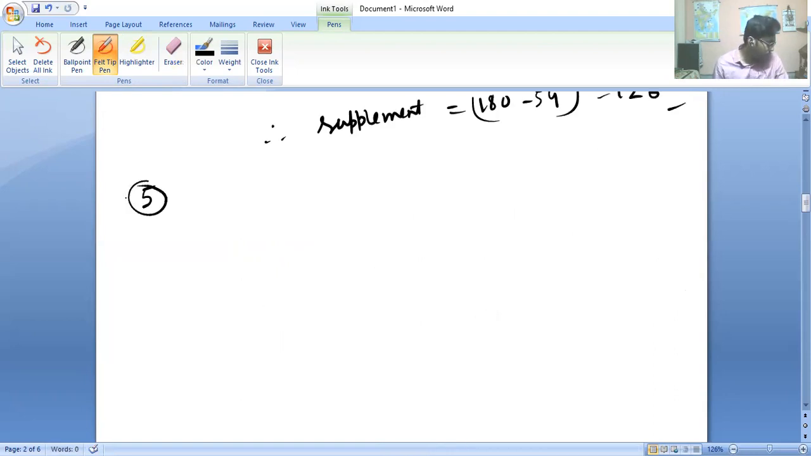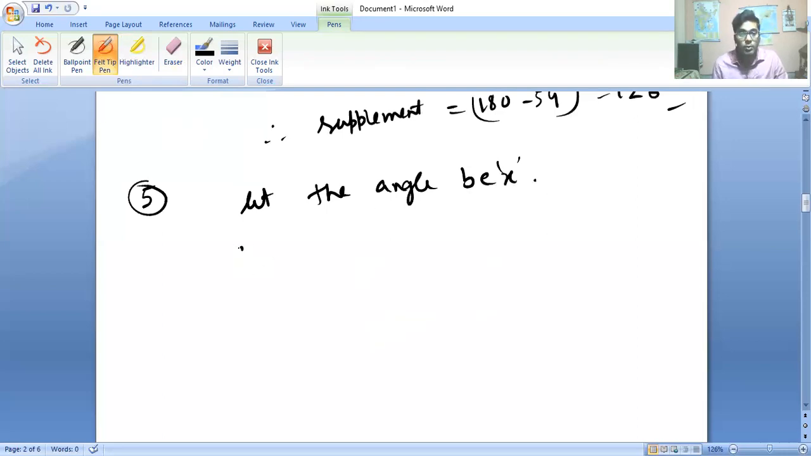We have to find the measure of an angle which is 36 degrees more than its complement. Let the angle be x. Because this is the unknown, we don't know it, so we have taken this to be x. And it says 36 degrees more than its complement. So the complement will be what? The complement will be 90 minus x.